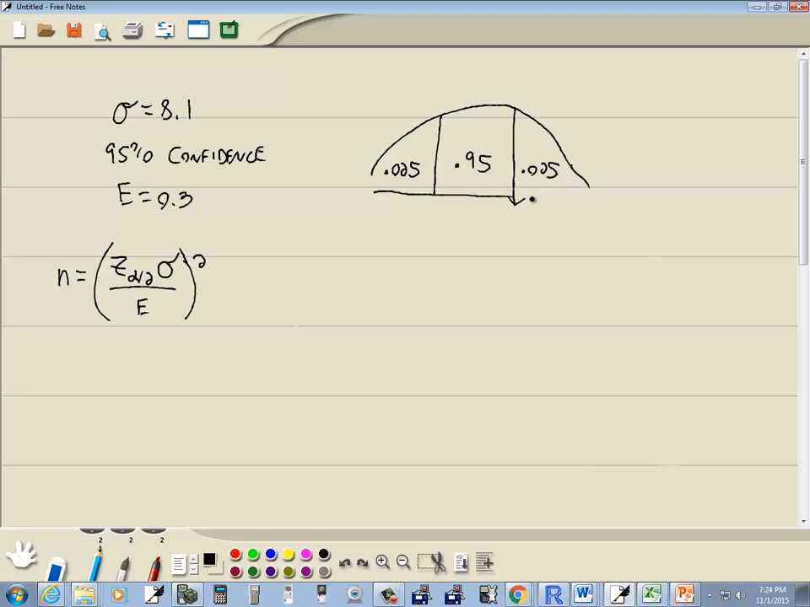Now our critical z-score we're looking for is right here. And what we're going to use to get that is our inv norm function. And it's always based upon the area to the left. Well, here's our value right here. So I'm going to add up all the area to the left, the 0.025 plus the 0.95. So that's going to give us 0.975. So let's see what that gives us.